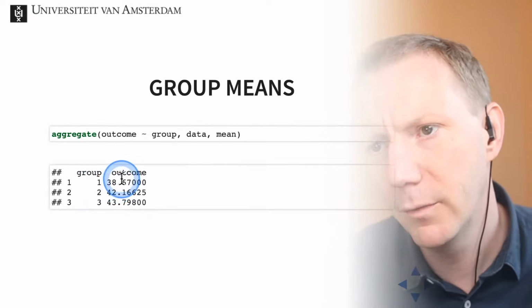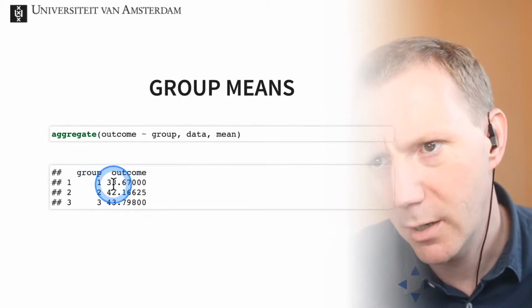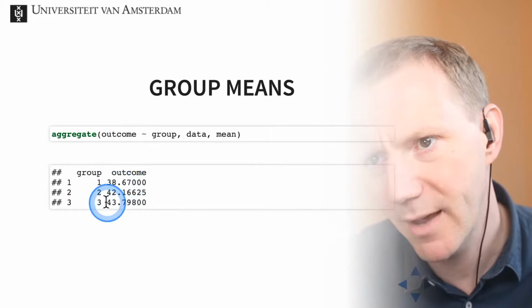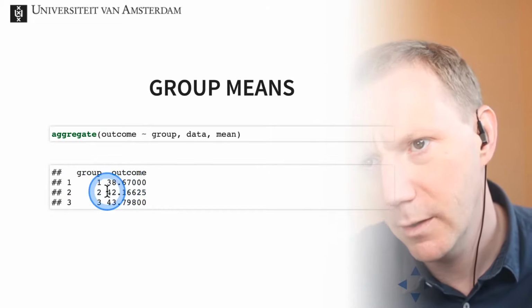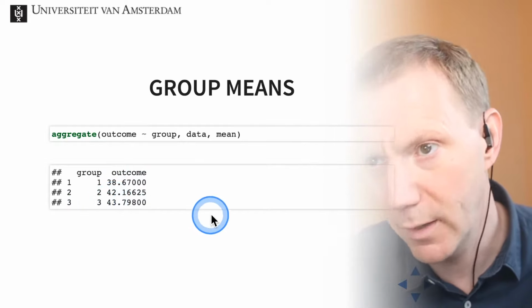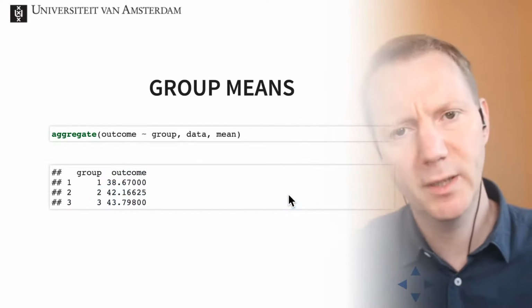the mean score for the Dutch is 38.67, for the Germans it is 42, and for the Belgians it is 43. And this is what you would get out of your data.